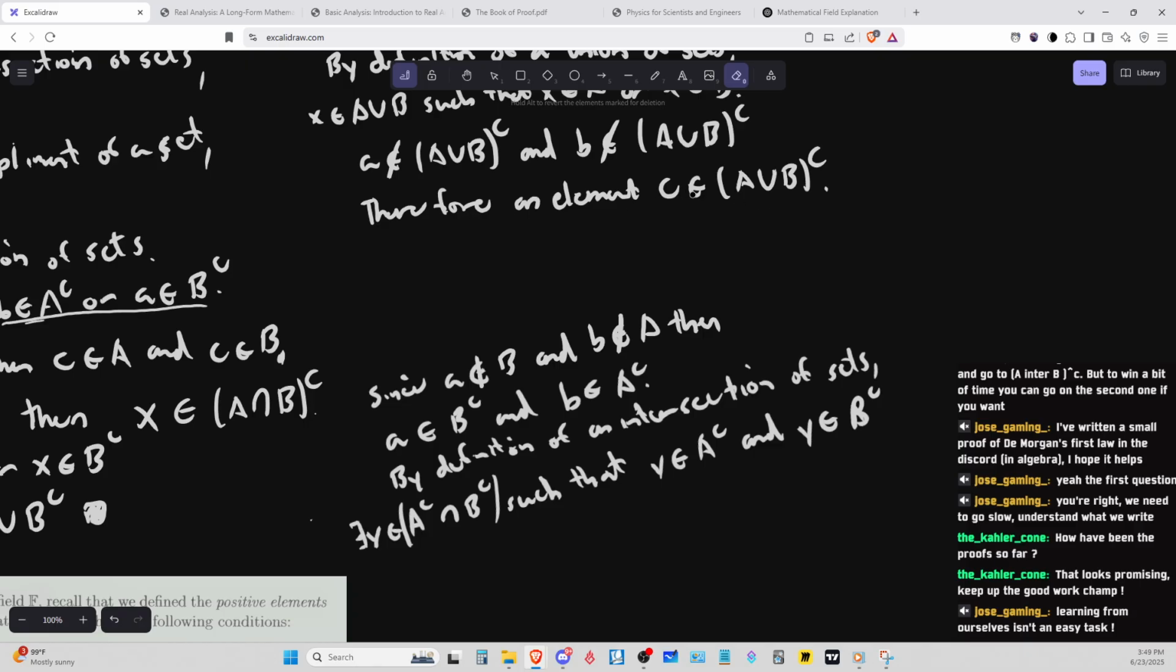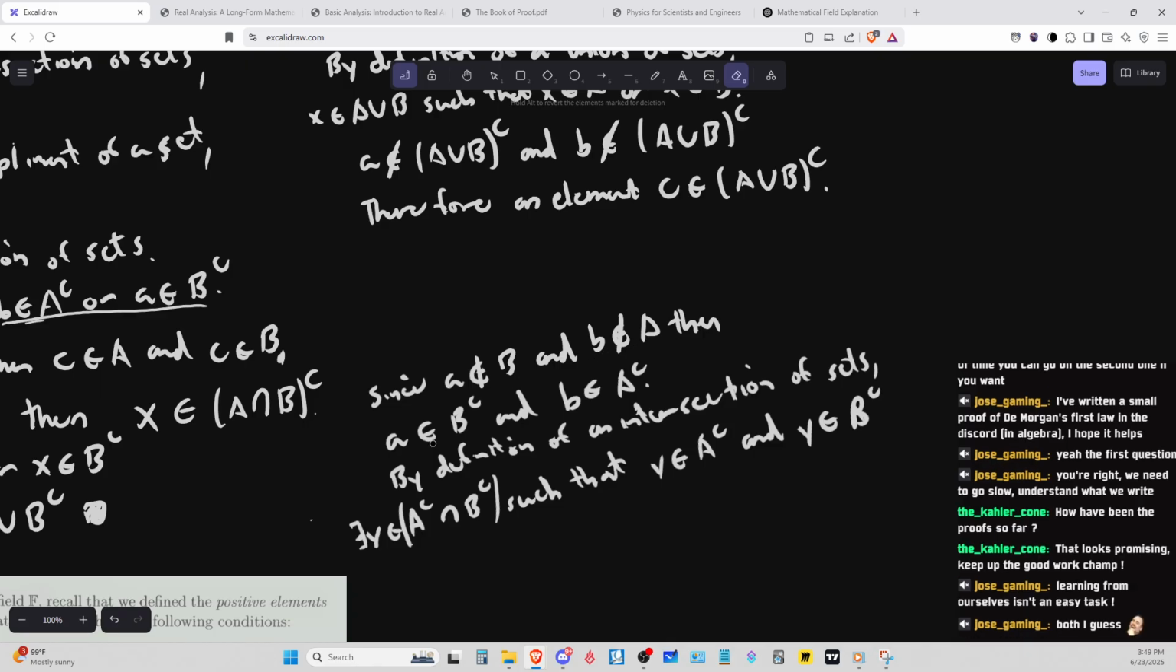Therefore, an element C is an... Okay, so that defines this relationship. Now, since A is not an element of B, and B is not an element of A, then A is an element of B complement, and B is an element of A complement. By the definition of the intersection, there exists a Y such that Y is an element of A complement and Y is an element of B complement.